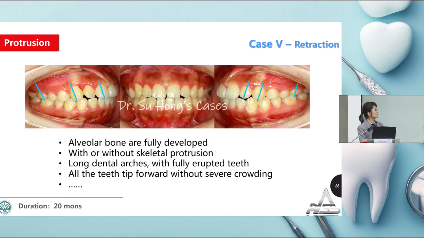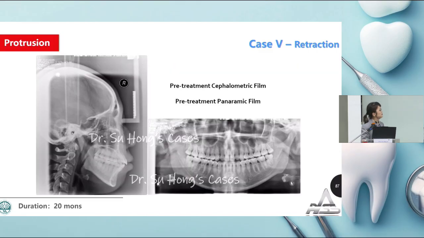Remember the characteristics of bimaxillary protrusion? Alveolar bone is fully developed with or without skeletal protrusion, and the long dental arches with fully erupted teeth. All the teeth tip forward without severe crowding. All of them imply the treatment of the PASS system.